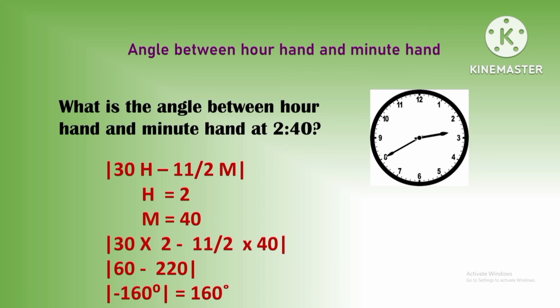So that's it. I think you might have understood the concept. This type of problem comes under clock reasoning. If these types of problems come, you can solve them within a fraction of a second by using this shortcut trick. So that is the explanation of how the formula 30h minus 11 by 2 m works.